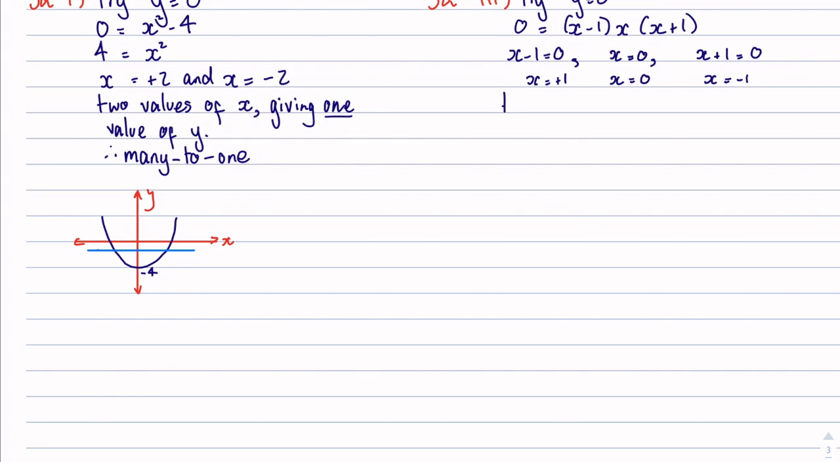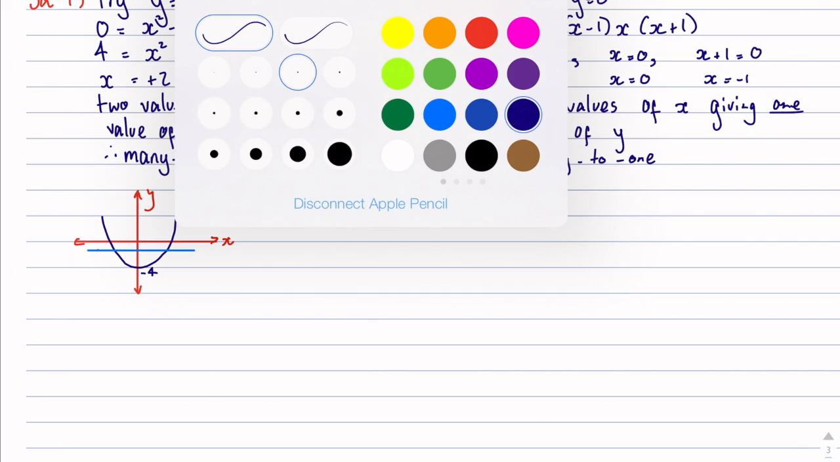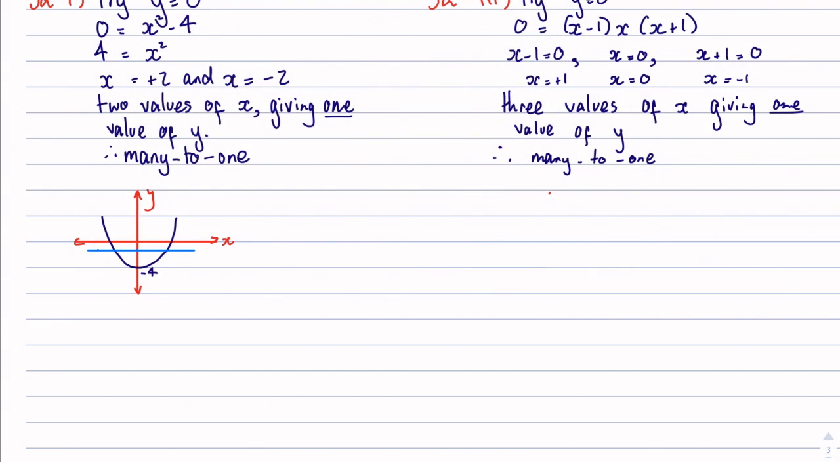So we have 3 values of x giving one value of y. So if x equals 1, y is going to come out as 0. If x equals 0, y is going to come out as 0. If x equals negative 1, y is going to come out as 0. Therefore, many to 1.